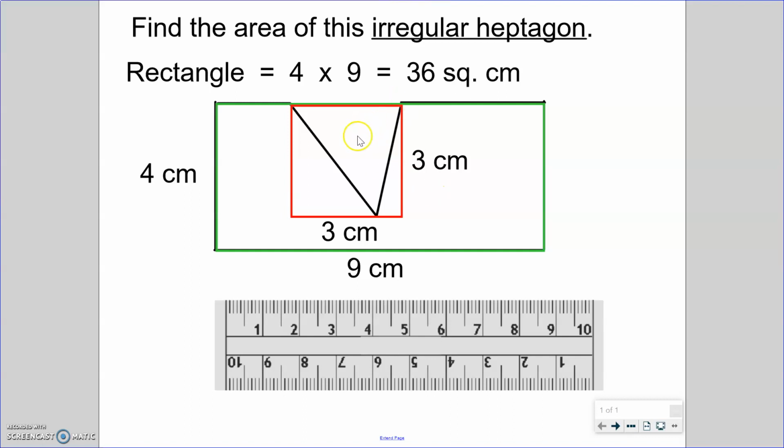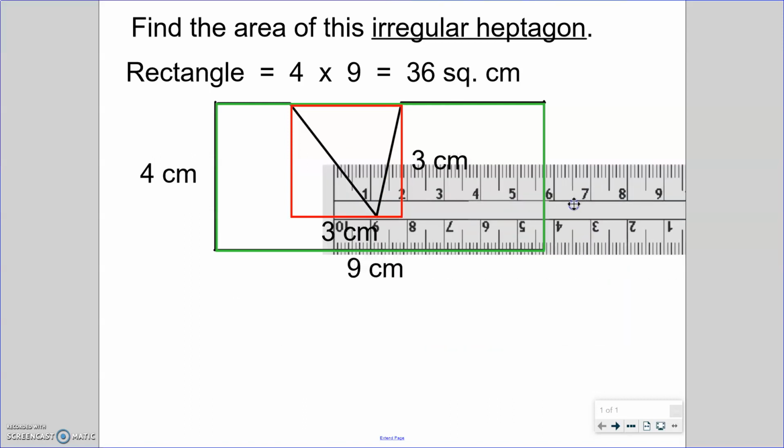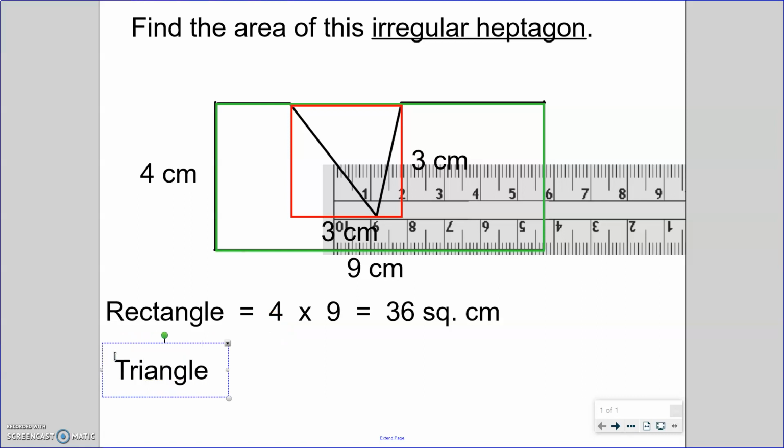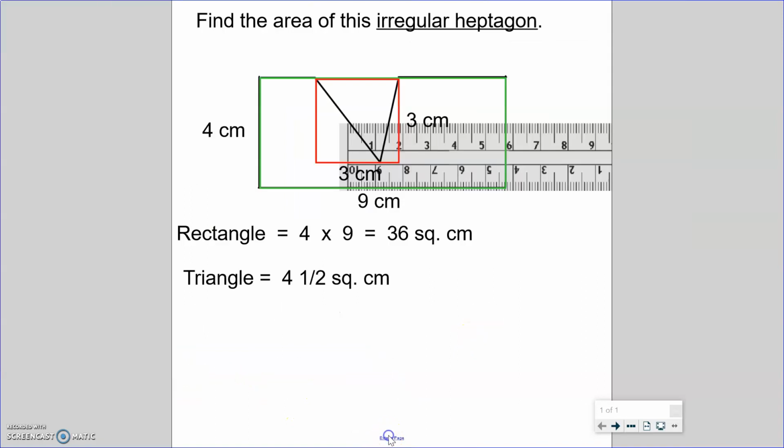So we know that this triangle is going to be half of that, half of the 9 square centimeters, and half of 9 is 4.5 square centimeters. Let me label that. Let's drag this down here. So the large rectangle was 36 square centimeters, and the triangle that has been removed from it is 4.5 square centimeters. So now our final step is simply to use that bit of information.